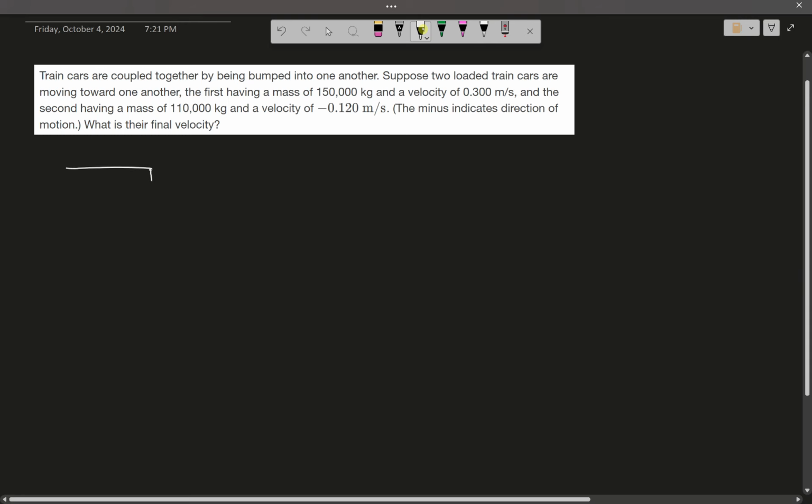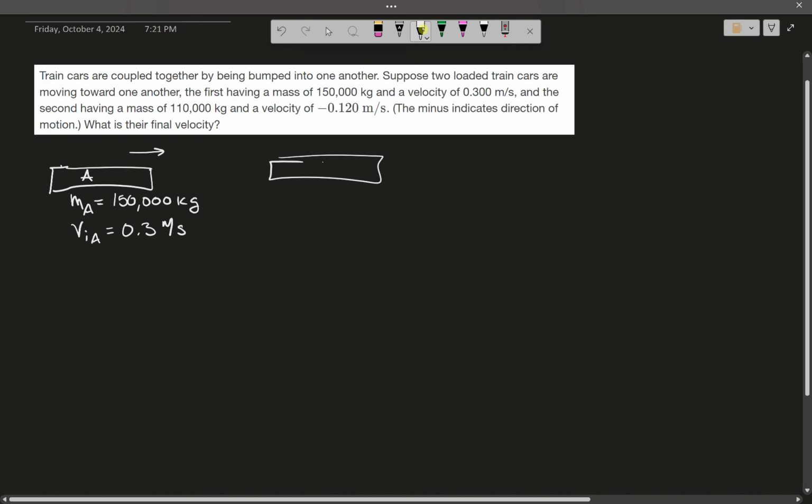Okay, so we have, let's call this train car A, has a mass of 150,000 kilograms and an initial velocity of 0.3 meters per second. So it's going to be moving forward.